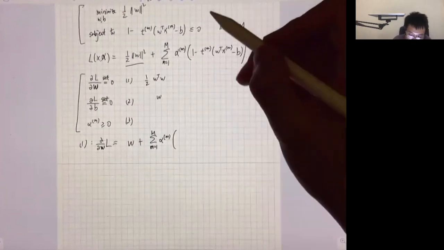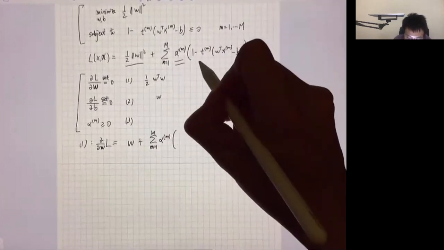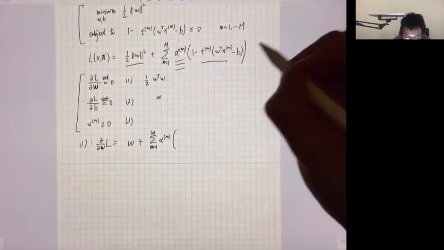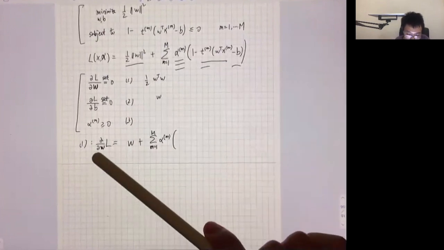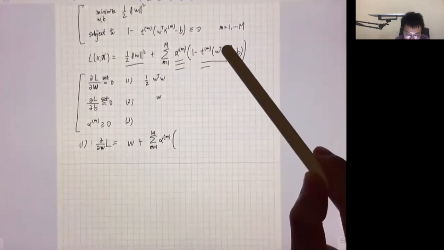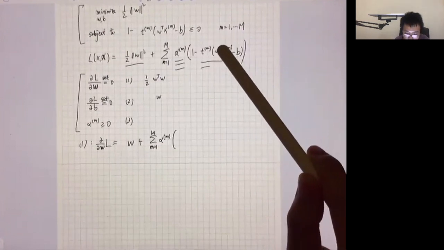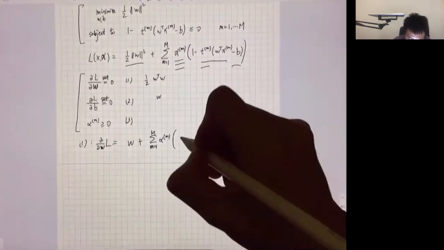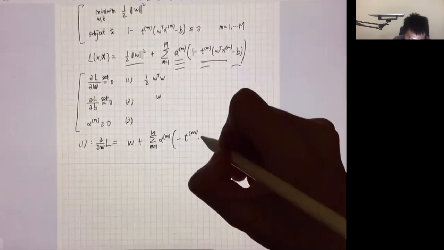Here I have three terms. One is the alpha term, the other is the alpha t w transpose x, and the third term is the alpha t b. Only the second term involves w, because all other terms are constant with respect to w. So I only need to consider the second term, which is alpha times minus t_m times w transpose x. So it's the alpha minus t_m x_m.